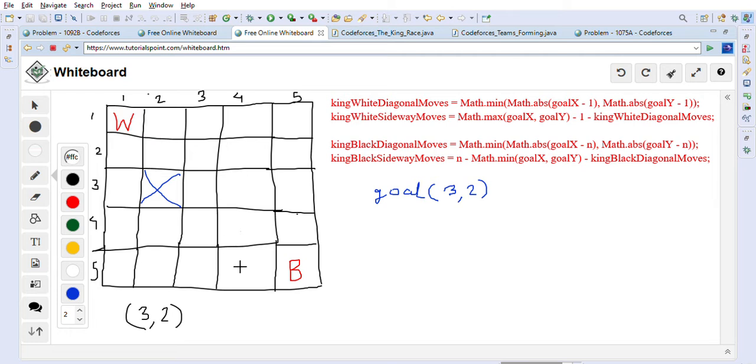So what the problem boils down to is we have to find the minimum number of moves of both the white and black kings to reach the coin position, right? To find the minimum number of moves, we have to find the closest row or closest column where the king can reach. If you look at this, for example, this is the white king and this is the coin position.